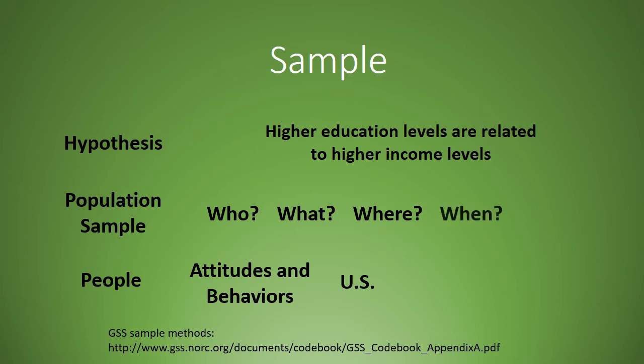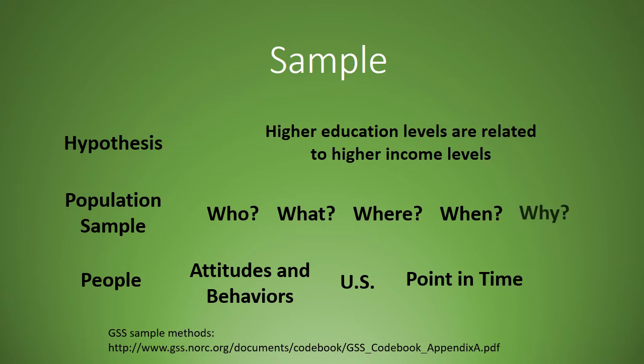When are the people studied in the General Social Survey? Well, they are studied at a particular point in time known as a cross-section. This means that the people are studied at that particular point in time instead of being followed over time.